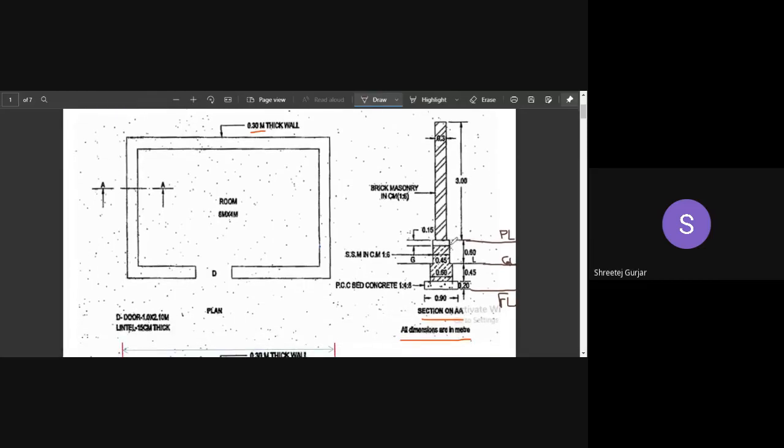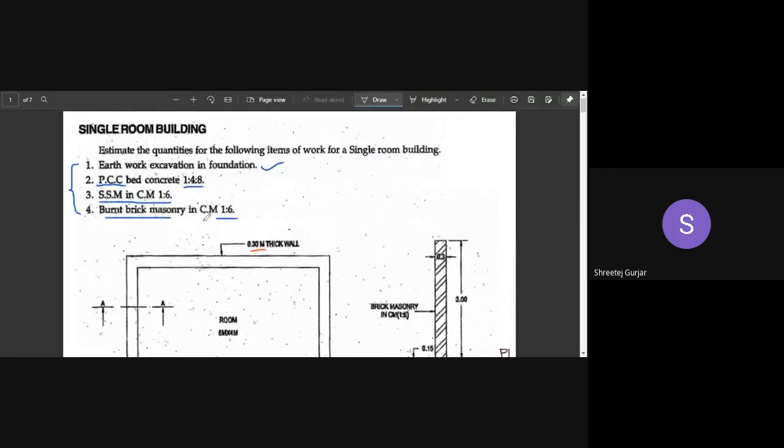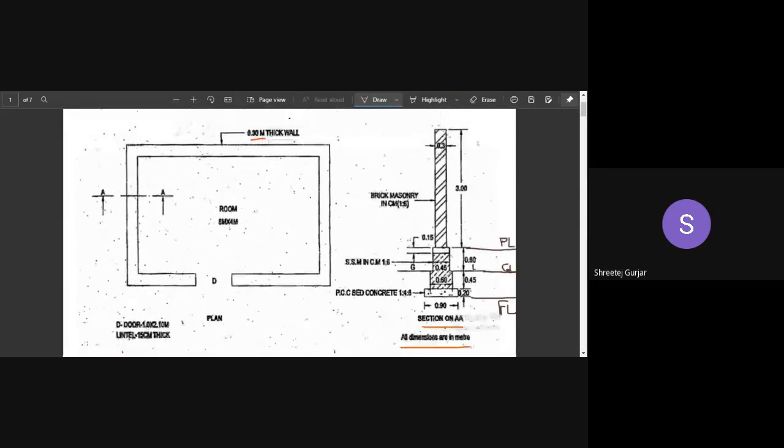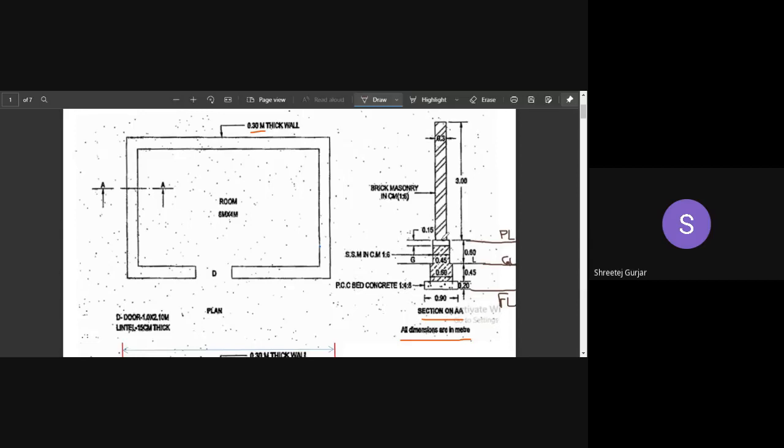Next, what is this? This is your damp proof course. They have not mentioned it, and they have not asked us to calculate it in your problem, so we will skip it. The damp proof course is provided so as not to allow moisture from the ground to enter into your floor. The thickness of the damp proof course is 0.15 meter.